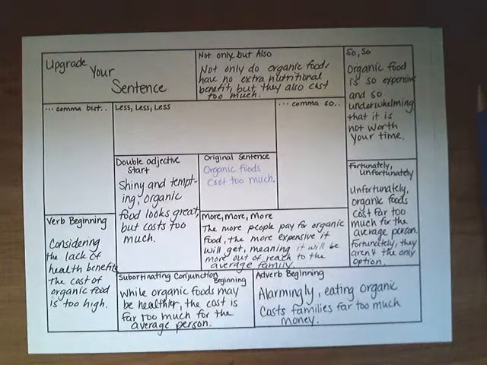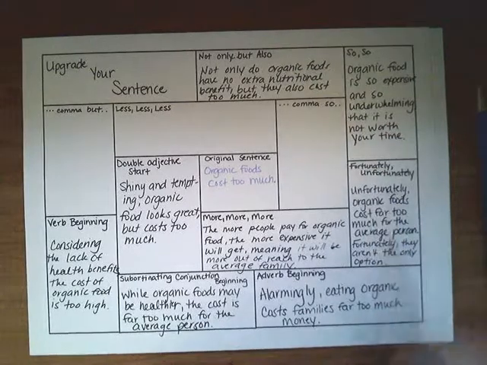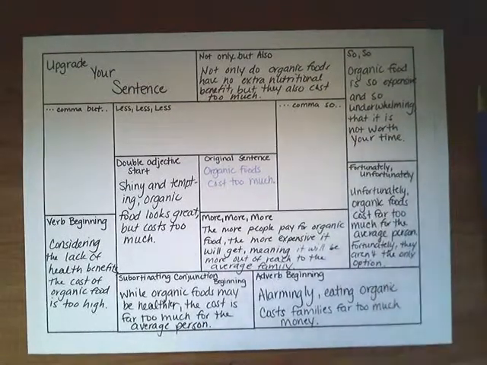So I started with this one, and then I went up to this one, and I actually switched them around. I started with "unfortunately," and then I did "fortunately." So it says, "Unfortunately, organic foods cost far too much for the average person. Fortunately, they aren't the only option." And I was a little more fond of that one. I think I did better with it. That one maybe made sense with the sentence a little better.